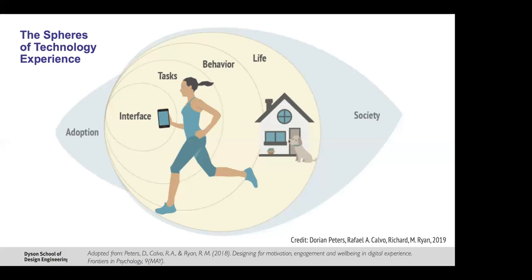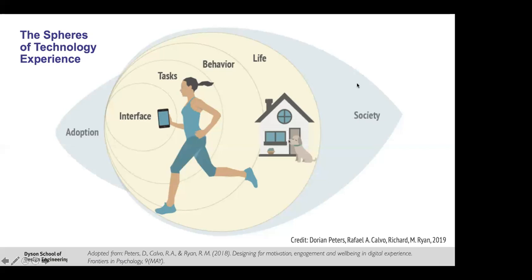Now, all of these four spheres that I just mentioned refer to the context of people interacting directly with the technology. But in addition, we have the adoption sphere, which refers to what we learn about the technology before we actually interact with it. So this could be word of mouth, could be marketing, and refers to the expectations about how the technology will satisfy these psychological needs. So I could have a marketing campaign that highlights the way in which this will support my sense of autonomy or competence or relatedness.